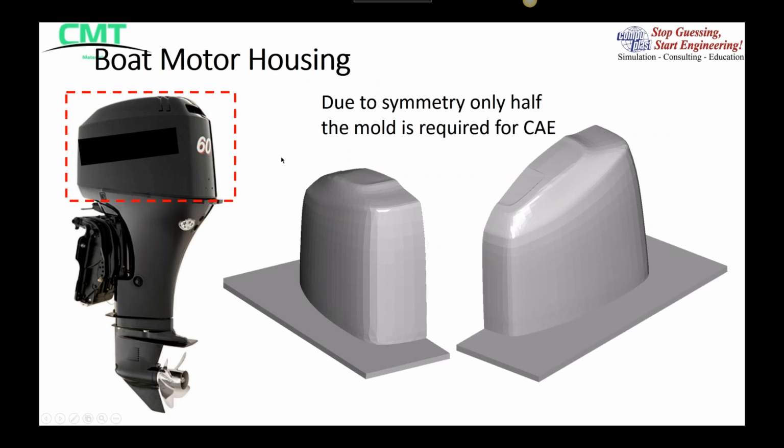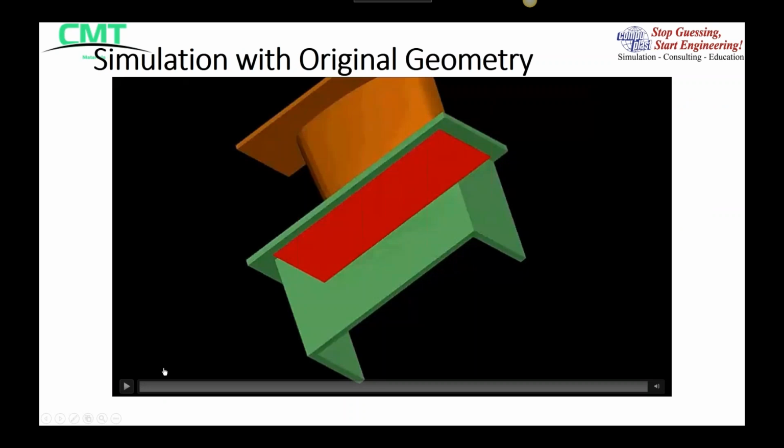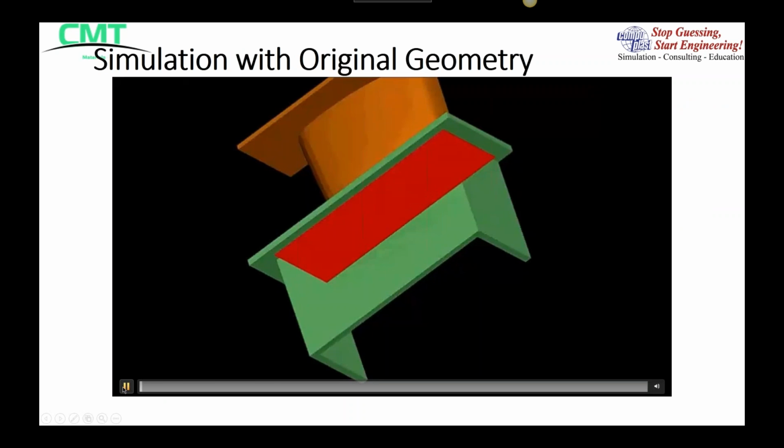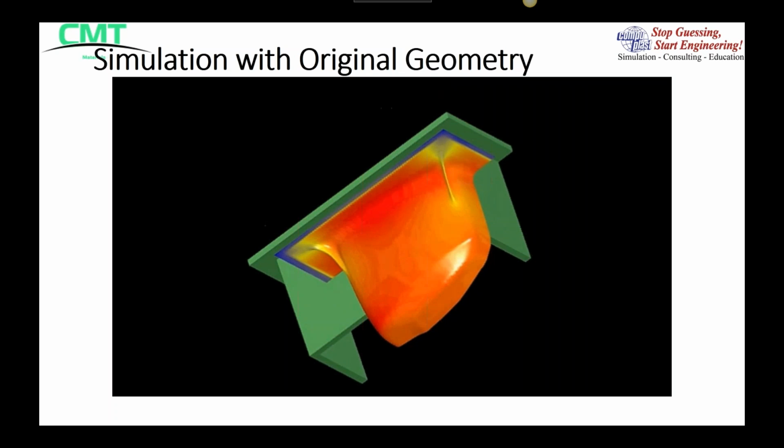This next example deals with a motorboat housing. Once again, we take advantage of symmetry and we just use half the tool to simulate half the part. And this part requires a draw box, a vacuum draw box, because it is a relatively deep draw. And again, we simulate half of that. And you'll see here from the simulation that we pull the material into the vacuum draw box. Then we move the positive tool in, and then we reverse the vacuum to form the part on the tool.